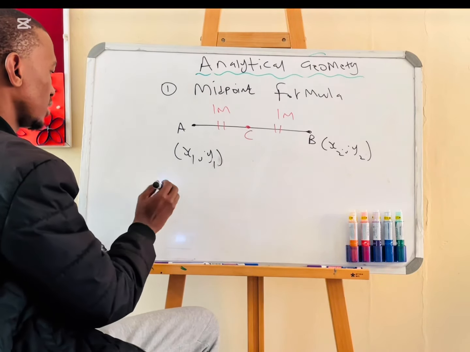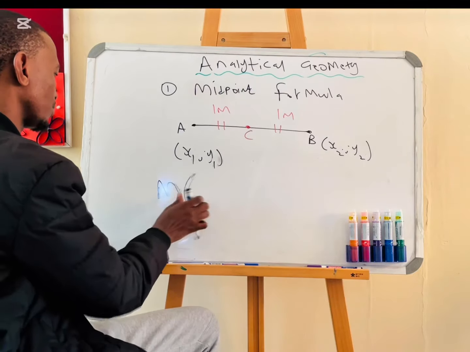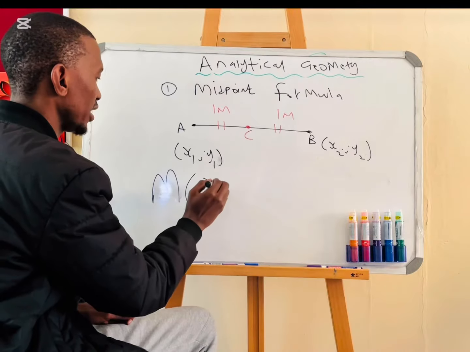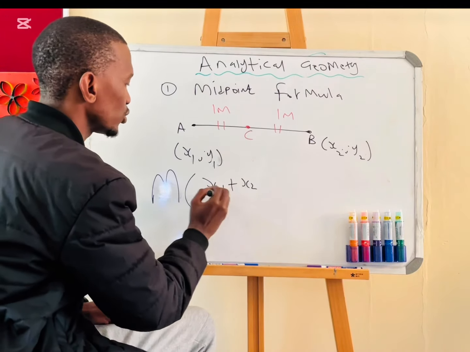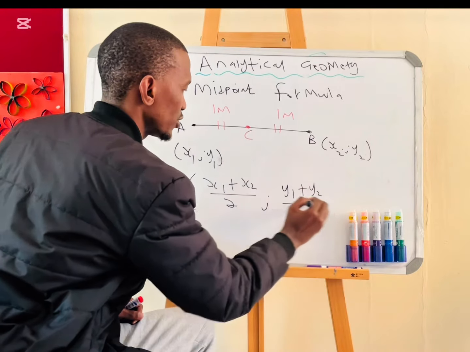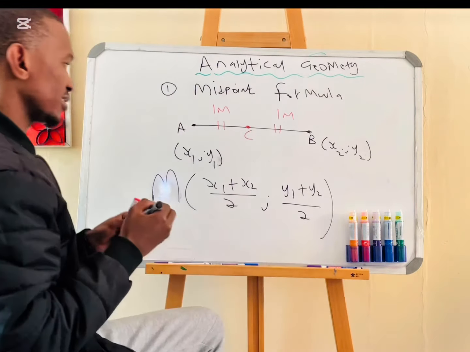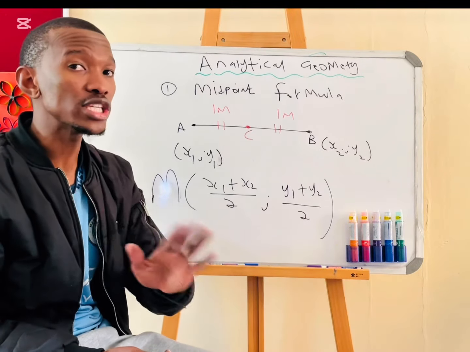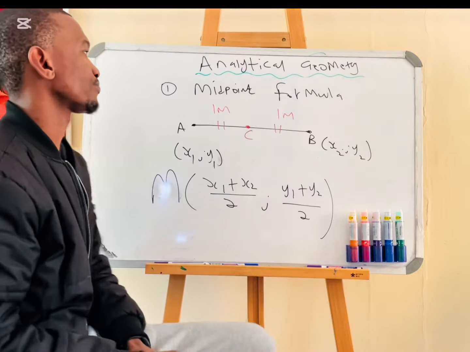Now let me take you through the formula that you guys must use. This is the formula of a midpoint. Capital letter M is given by x1 plus x2 divided by 2, and y1 plus y2 divided by 2, close the brackets. This is the formula for calculating the midpoint of any two given points, okay?